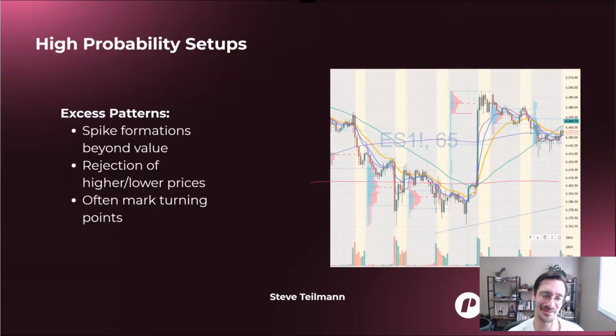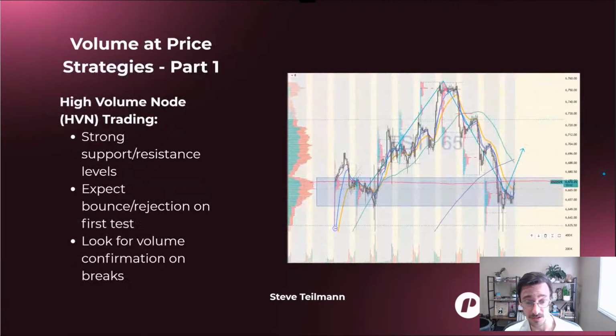You go, I'm calling BS. I'm going to fade this because I'm seeing weakness start to form above the value area high. I'm seeing that spike start to form. I'm seeing high volume, but not follow through in the price action. So that will often mark a turning point. And that's what I have to say about that.